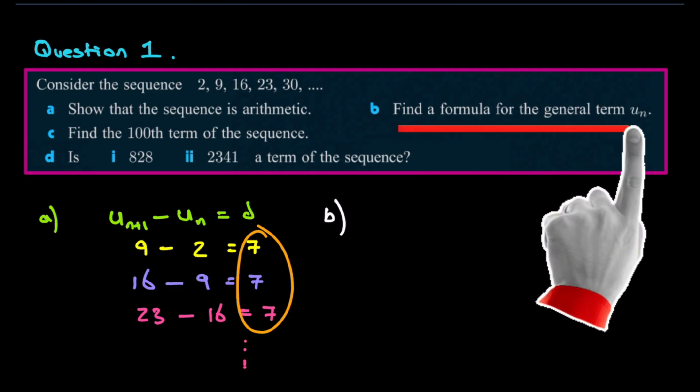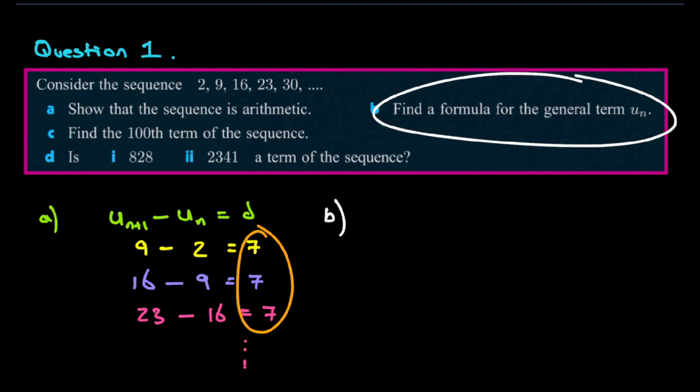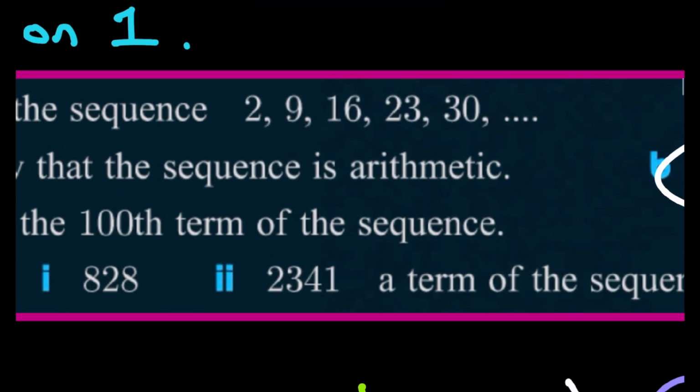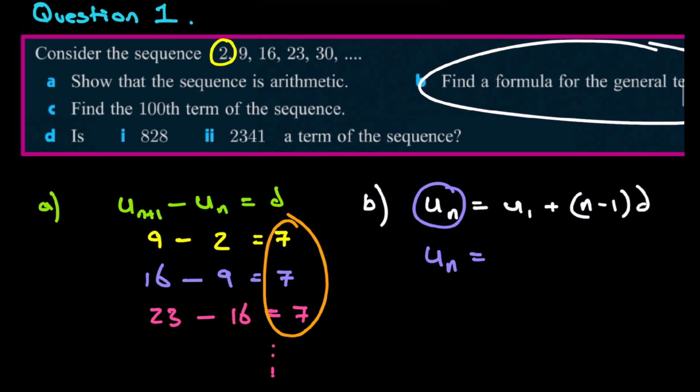Okay, let's look at part B. Find the formula for the general term. So that's the nth term or the general term. We saw above that that would be in the form un is equal to u1 plus (n minus 1)d. So it's just a case of substituting everything in. Now, un stands for the nth term or the general term, so that would stay exactly the same. But u1 in this case is the first term of the sequence. That is 2. So let's go ahead and plug that in.